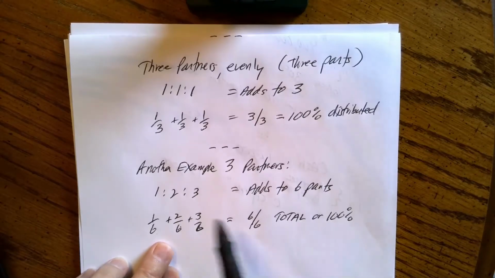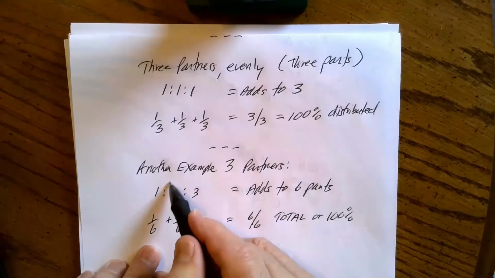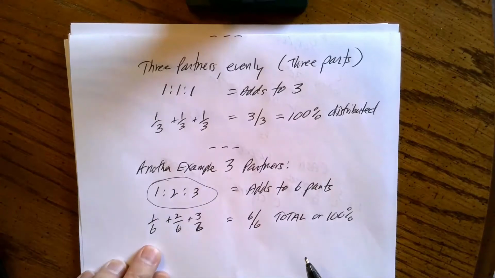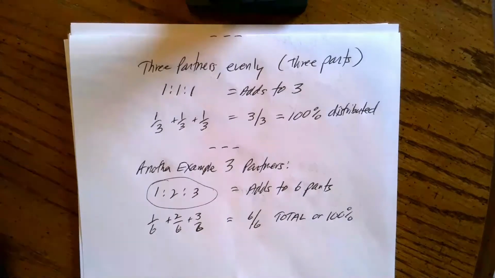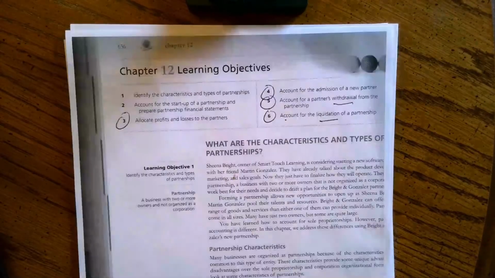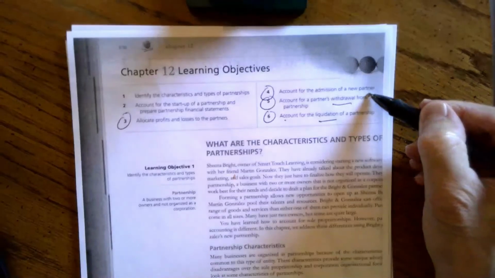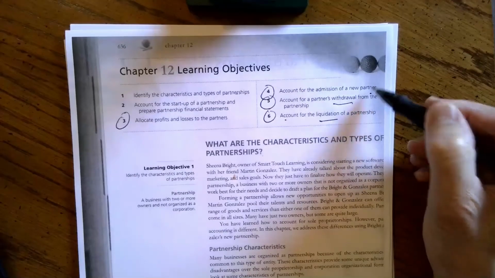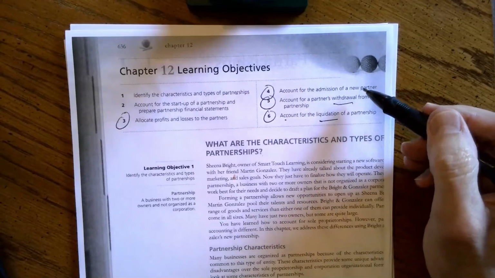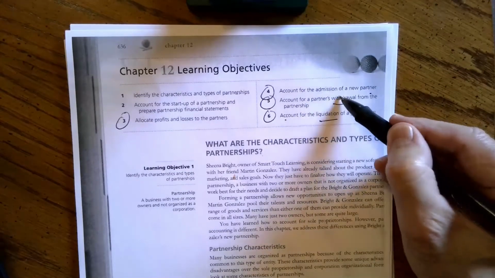So this partnership profit sharing ratio can be whatever the partners decide, as documented in the partnership agreement. Every time there's a change in partnership, a new partnership agreement must be written up. Let's take an example of, for an existing partnership, accounting for the admission of a new partner.